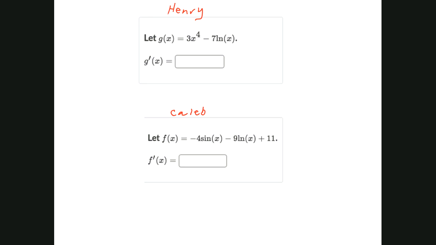So Henry's got 12x to the third minus 7 over x. That is absolutely correct. Very nice. Let's see here. So Caleb's got negative cosine of x minus... I don't agree with 1/9 there. You didn't totally mess up, but it's going to be minus 9 over x, right? Because you're just taking the derivative of the x inside, and that's just 1 over. So the derivative of natural log of x is just 1 over x, and then you've got that 9 still there, so it's just negative 9 over x. Correct. Yes. All right.